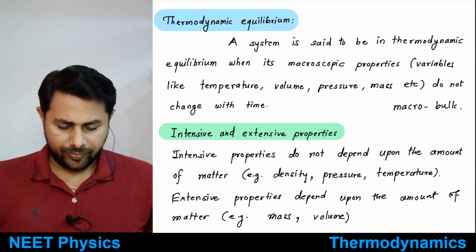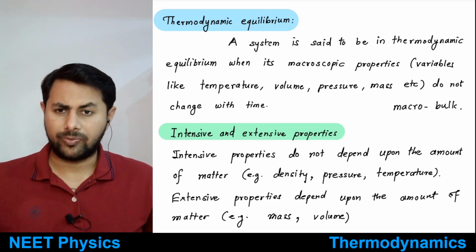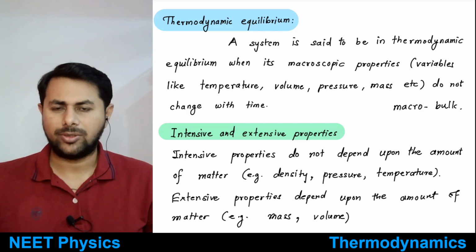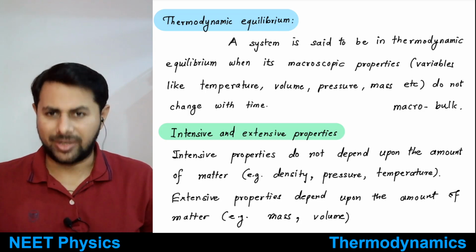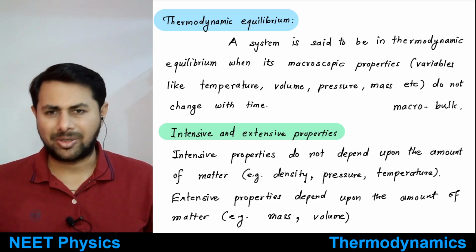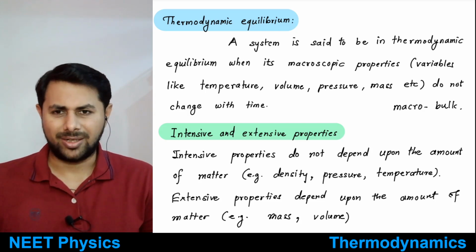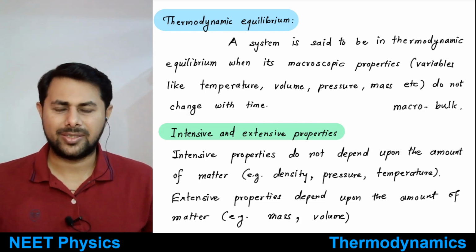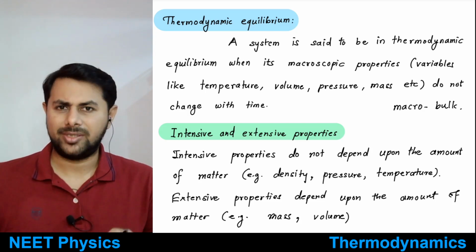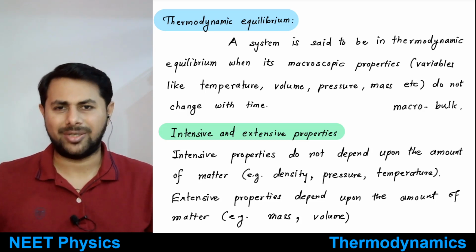Now see, there are two kinds of properties of a system, or two kinds of variables you can say. So what are the two kinds of variables? One is microscopic variables and one is macroscopic variables, or microscopic properties and macroscopic properties. Microscopic is clear, right? If you look into the system, the velocity and the kinetic energy of each and every molecule of the system, those are microscopic quantities, or microscopic properties you can say.